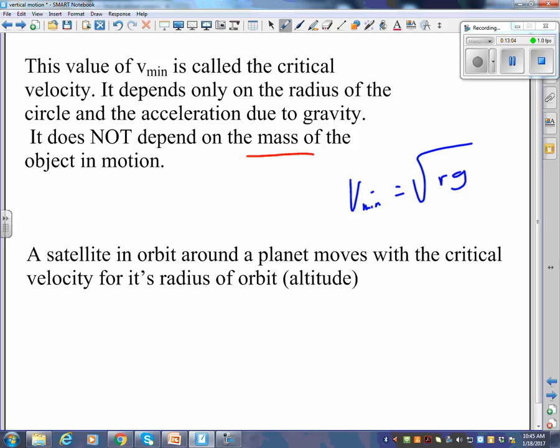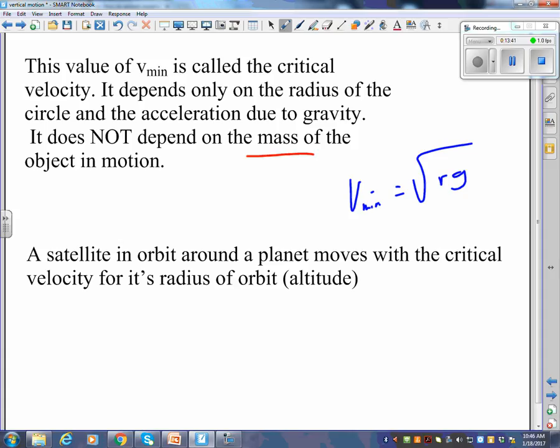Now, what happens if I go faster and faster and faster on a string like this? Well, no big deal. I guess unless I went so fast that the string actually broke, right? But satellite in orbit, if you've got your satellite up there that your cell phone's connected to, right? If it's in orbit, it actually moves about a planet with the critical velocity for its radius of orbit, or its altitude, right? So if it's like 400 kilometers up, they know that radius, and they know how fast the satellite has to go, so that it keeps doing what? Staying in orbit. But what happens if it goes faster? It's going to go out to Pluto.